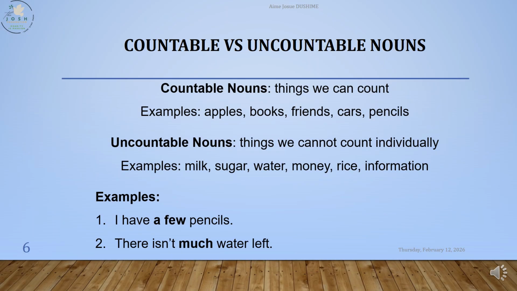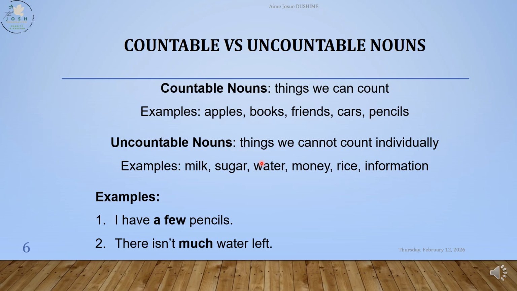Let's see the comparison between countable and uncountable nouns. Countable nouns are things we can count. Examples: apples, books, friends, cars, pencils. Uncountable nouns are things we cannot count. Milk, we can't count. Sugar, we can't count. Water, no. Money, no. Rice, no. Information, no.